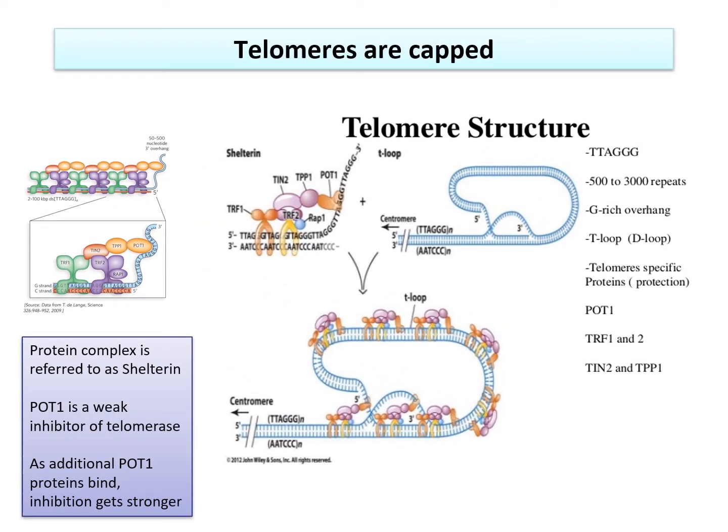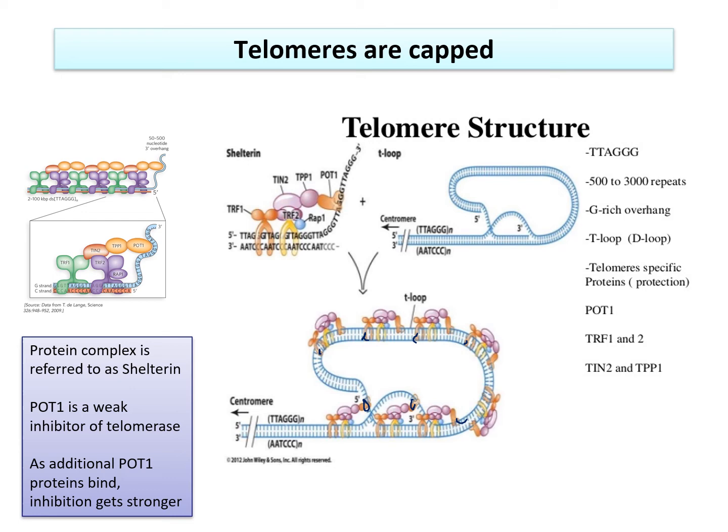POT1 is a weak inhibitor of telomerase. So if you have one unit of POT1 on a telomere, it's going to slow down telomerase a little bit. As you add more and more units of POT1, you're going to increasingly slow down telomerase more and more. And at some point, enough POT1 proteins have been added to the end of the telomere to signal to the telomerase that its job is done, and it's made a long enough end to the telomere.